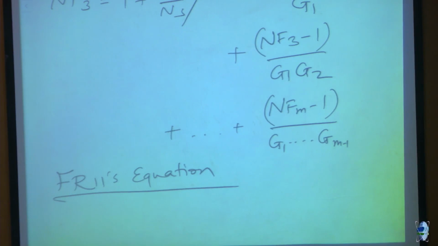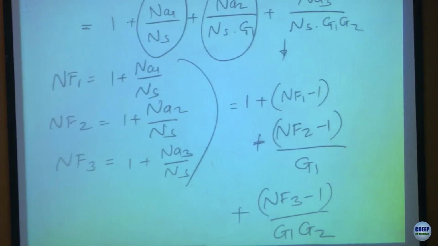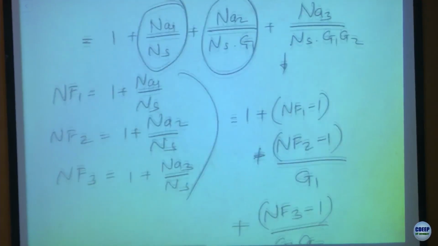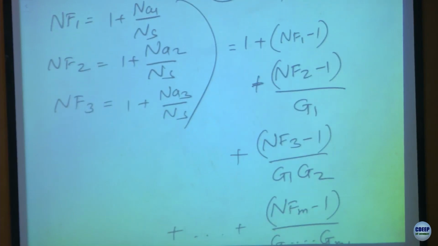What's an interesting insight out of this? Which circuit is most important in a chain? The first one. And that's the reason we call it a low noise amplifier. The first guy will decide what quality your receiver is going to be. So it's extremely important to have a low noise figure for the first stage, because that will come right in front, and everything else will get divided by the gain of the previous stage. Make sense? Because here I have G1, here I have G1, G2, things like that, right?